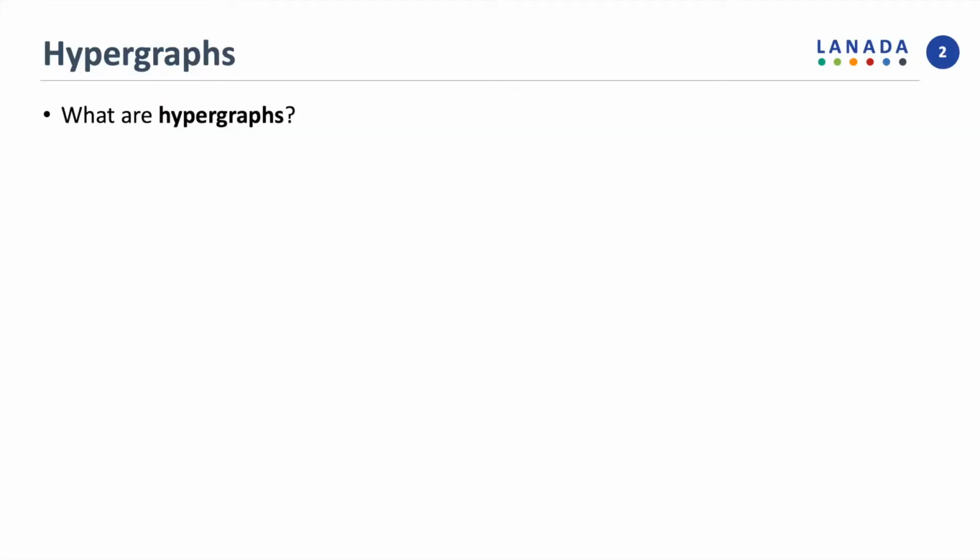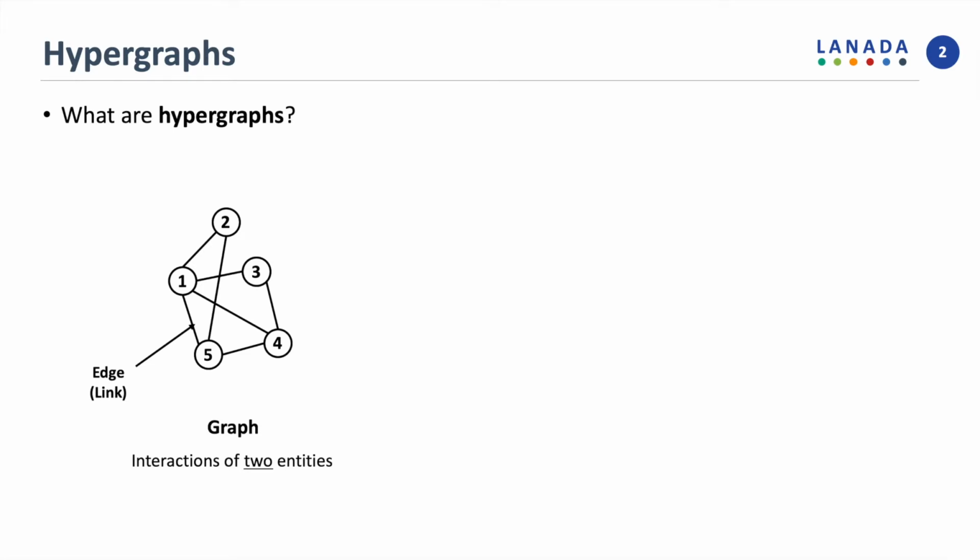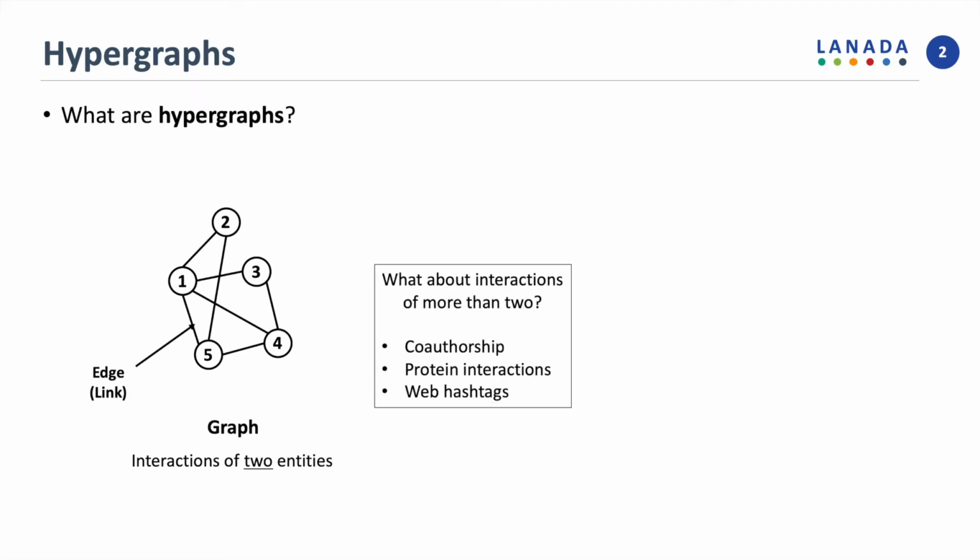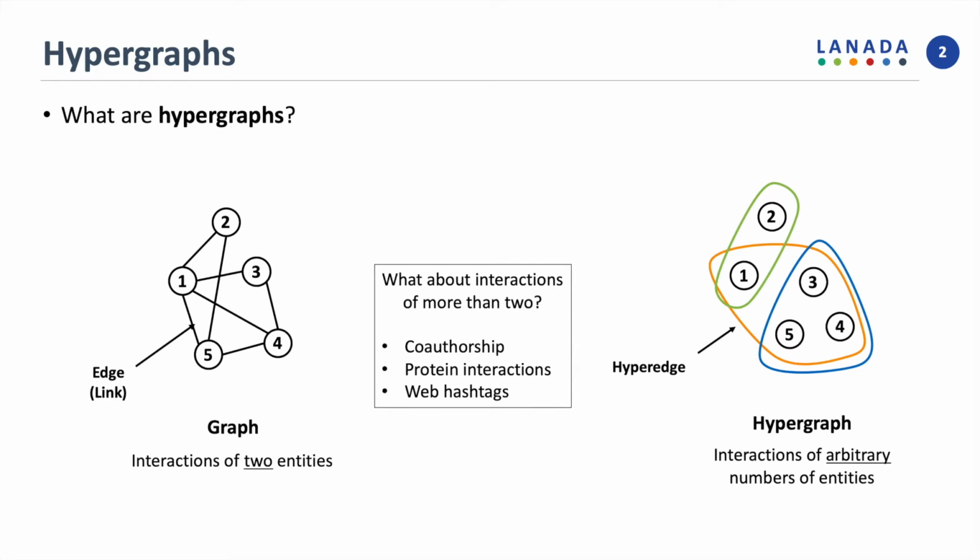What are hypergraphs? This is the kind of graph that we are familiar with. It captures the interactions of two entities with edges or links. But around us, we can see interactions of more than two entities. For example, when we write a paper, we usually collaborate in groups. And to represent such group interactions, we need hypergraphs. It captures the interactions of arbitrary numbers of entities with hyperedges.